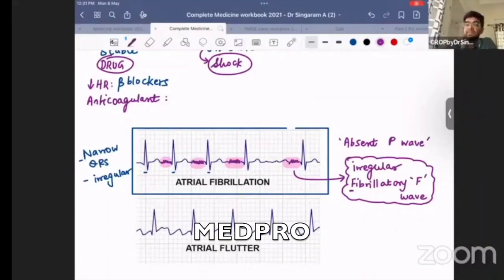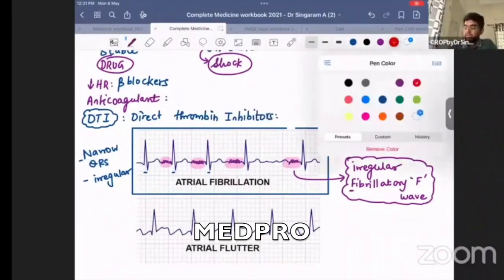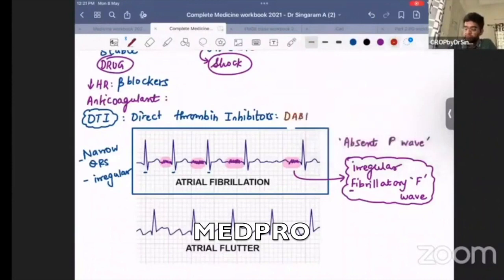So what do we do? We give something like low molecular weight heparin. But compared to low molecular weight heparin, another group of drugs is found to be very useful in this situation. Something called DTI. What is this? It is direct thrombin inhibitors. Any names come to your mind whenever I say direct thrombin inhibitor? There are so many names, but one important for exam which you should know about is dabigatran. That's what you have to remember.